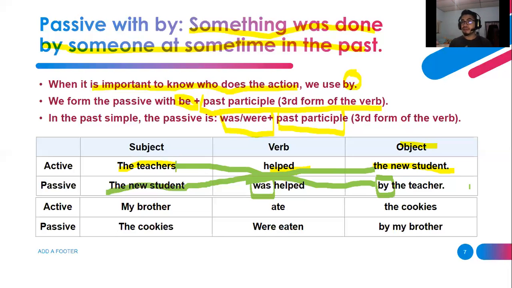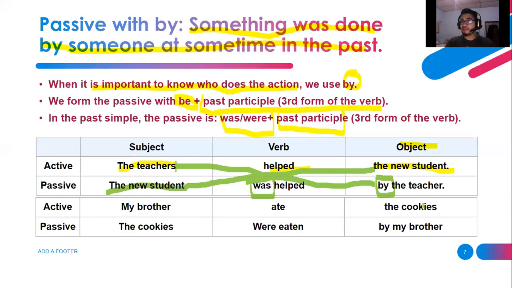Basically, in a few words, you will move the object to the subject position, and the subject will move to the object position. That's one of the main differences. Second difference, you need to add the verb to be in the simple past form and the verb in past participle. That's another difference. And the third difference, I need to have the word by before the object at the end. Let's see the other example.